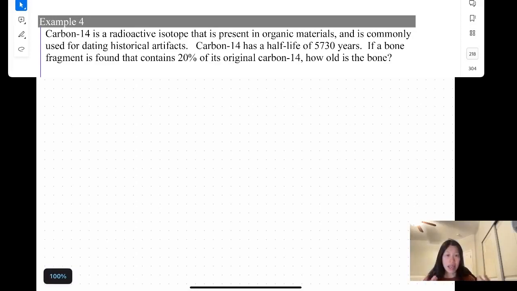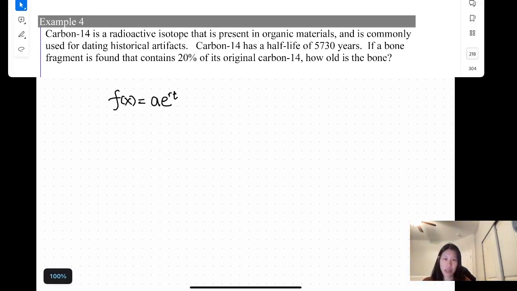Since it's a radioactive decay, this is going to be a continual decay. So the formula that we should use is f(t) equals the original amount times e to the rt, because it's continuous. The decay happens every single second, at a rate over time.